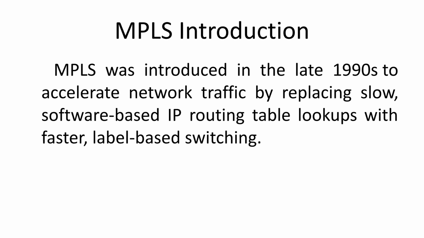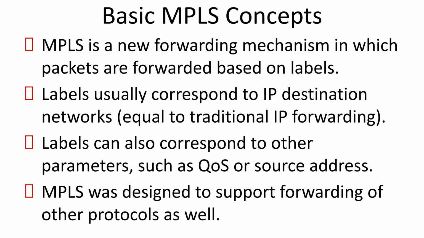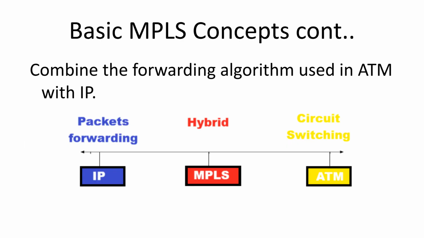MPLS was introduced in the late 1990s to accelerate network traffic. It replaced the slower, software-based IP routing table lookups with faster, label-based switching. MPLS is a new forwarding mechanism where packets are forwarded based on labels. These labels usually correspond to IP destination networks, similar to traditional IP forwarding. They can also represent other parameters like QoS or source address. MPLS was designed to support forwarding from multiple protocols.